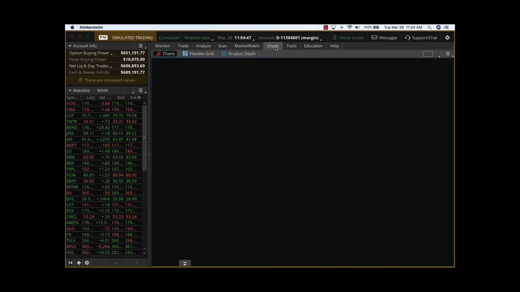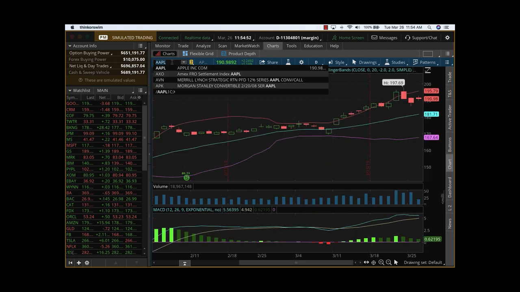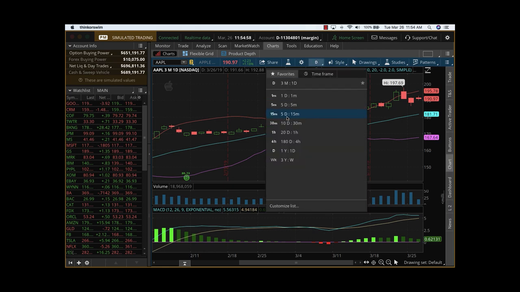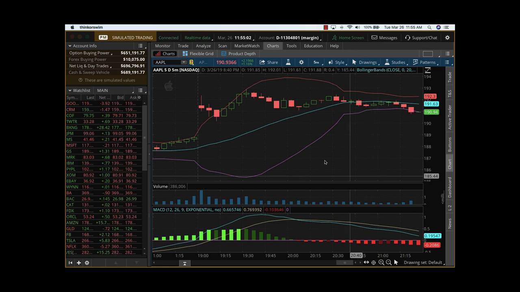So if you look at the charts, I'm going to put Apple here first, and then I'll put the ES. So here we stand. This is a daily chart. Let me change that into a 5-day, 5-minute. And so this is where it started. And so now you can see it moved up nicely. And so we were able to cash in on that.